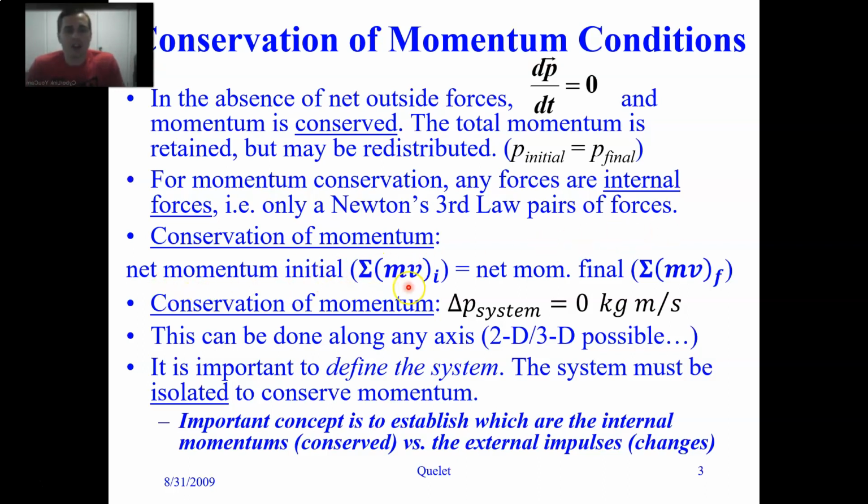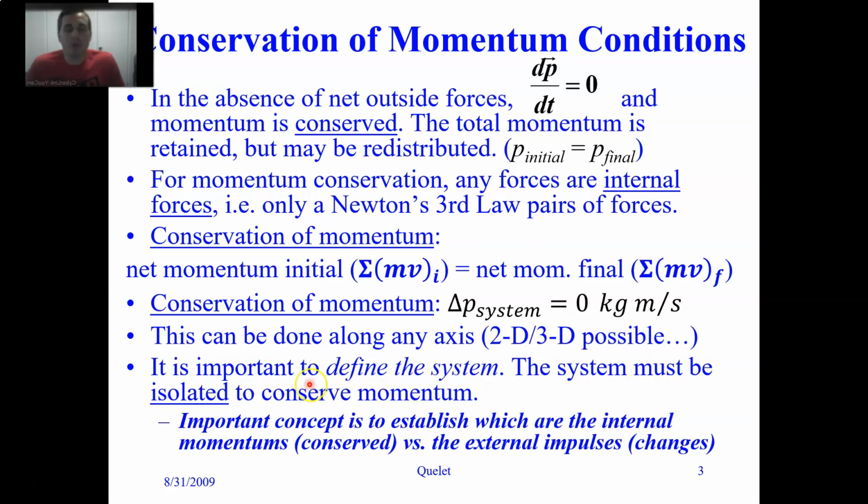So, here's another way to write conservation of momentum. If you sum all the mv initials, then that's going to be the sum of all the mv finals. The net momentum initial equals the net momentum final. So the change in the momentum of the system is 0 kilogram meters per second. By the way, this conservation of momentum can be done along one axis, which we will most often do in this class, say along a horizontal x-axis, or it can be two-dimensional or three-dimensional and so on.